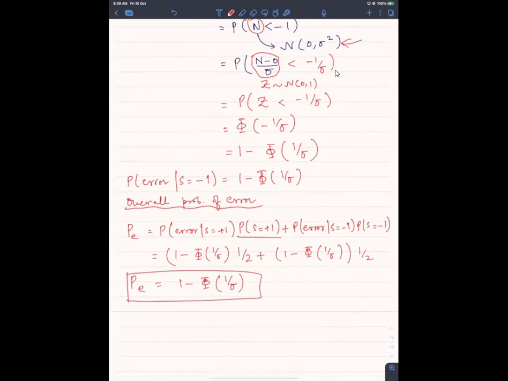Notice that when sigma is large, then you will have phi of 1 over sigma to be small.